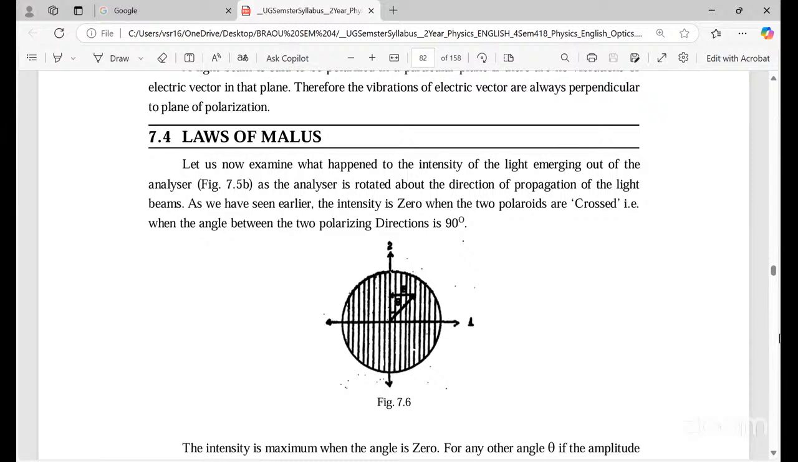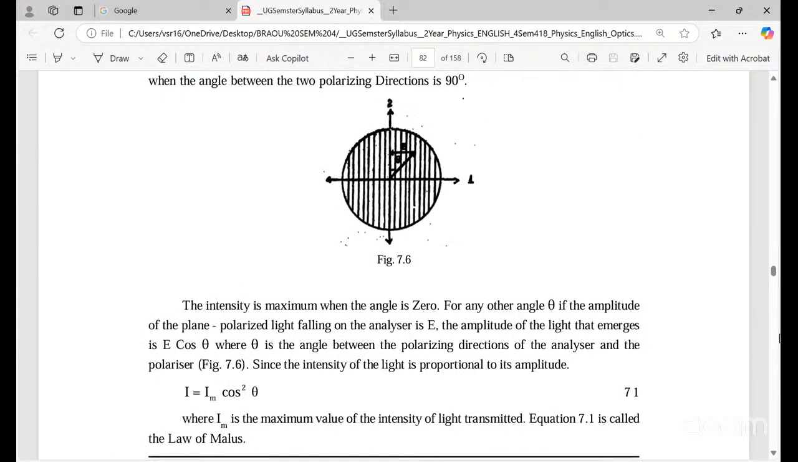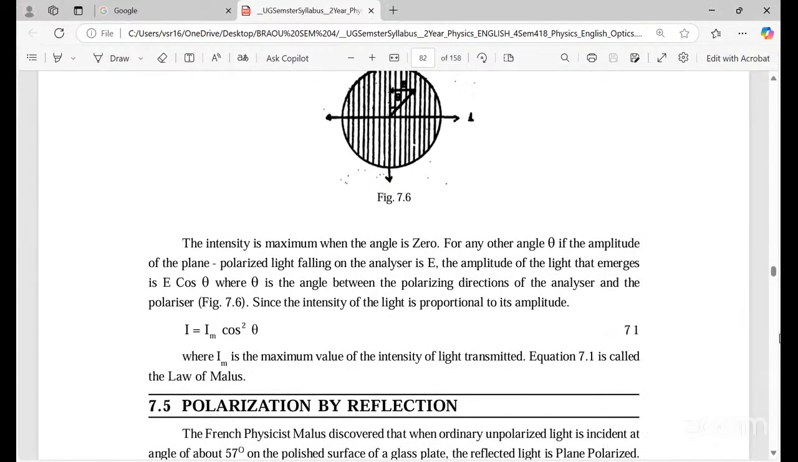When the polarizer and the analyzer are both parallel to each other, the intensity of the light passing through the polarizers may be reduced by 50%. When the angle between the two polarizer directions is 90 degrees, the intensity is 0. You can observe that the intensity is maximum when the angle is 0, that means the polarizer and analyzer are parallel to each other.